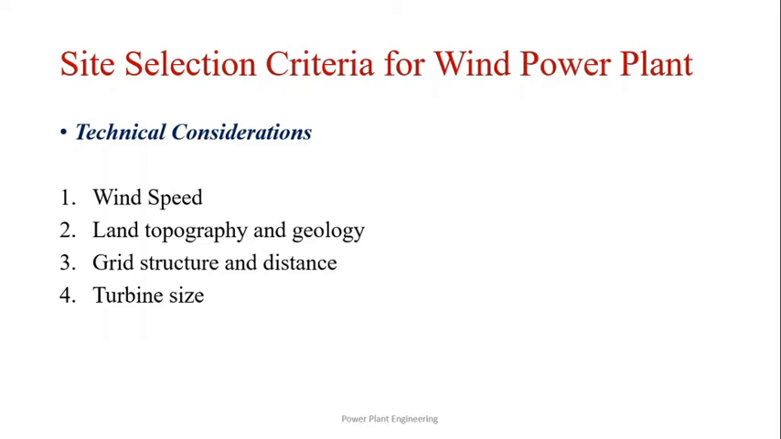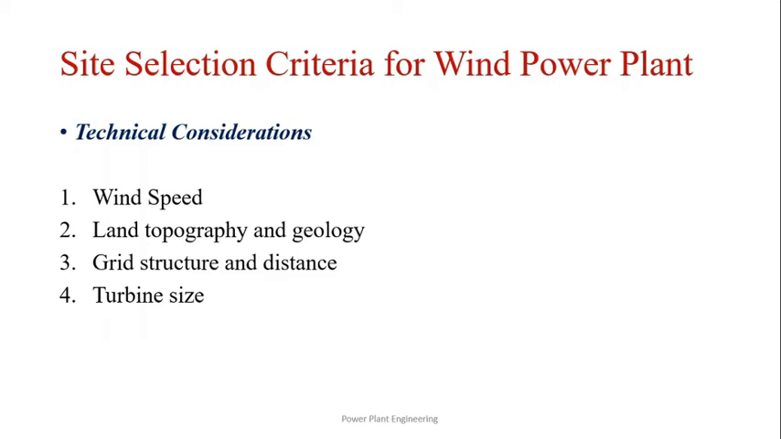Next, grid structure and distance. The connection of the wind turbine to an electricity grid can potentially affect reliability of the supply and power quality due to unpredictable fluctuations in the wind power output. Turbine size. The required height for the installation of the turbine above the ground is one of the important factors that affect the annual energy generation. Turbine size is related to the energy output because the bigger the turbine size, the more wind it is exposed to.